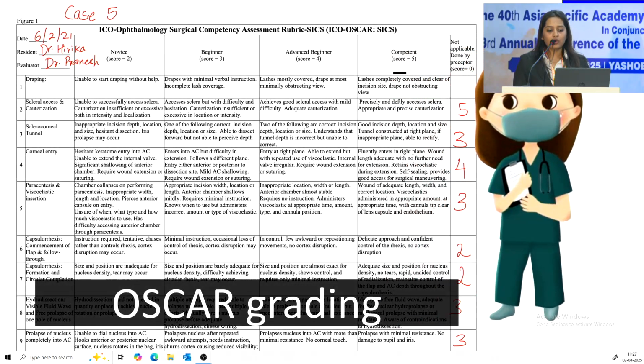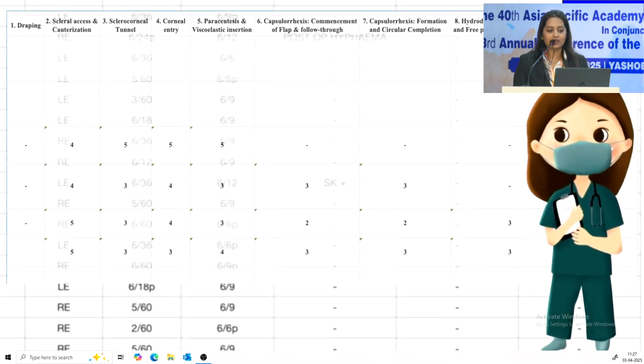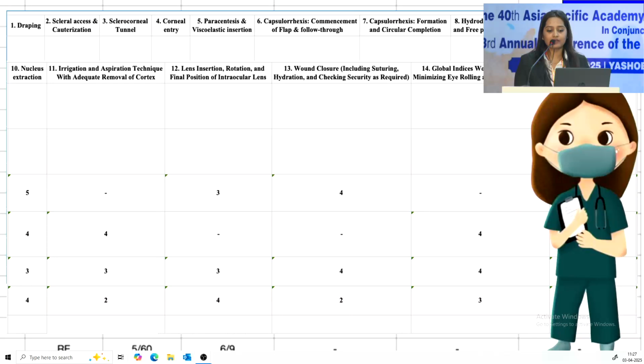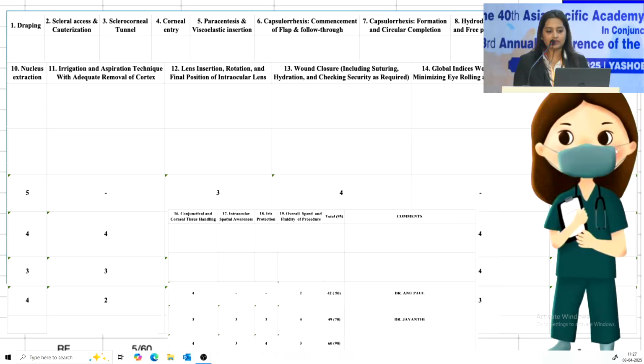We also did OSCAR grading for every case, wherein the trainer used to score us for every step of SICS. And I think even that really helped us improve because we would know exactly which step we require more training on and need to sharpen our skills.